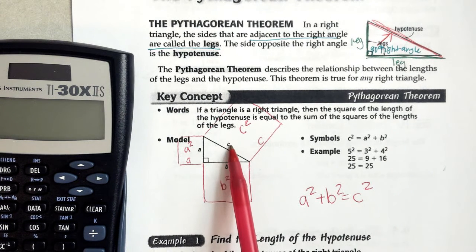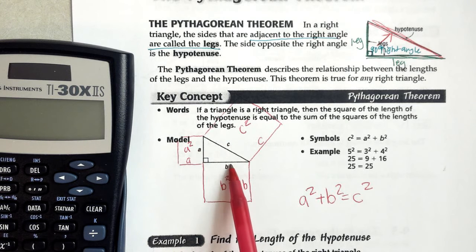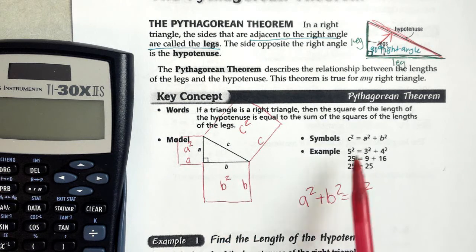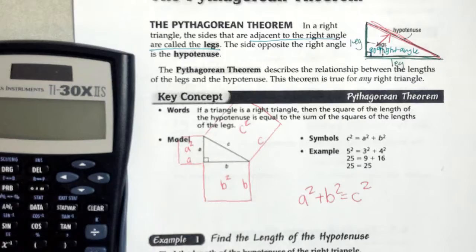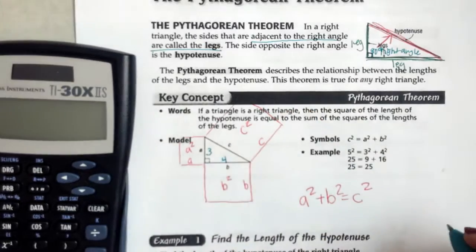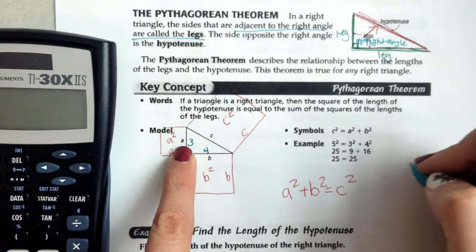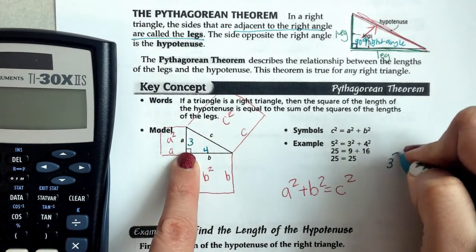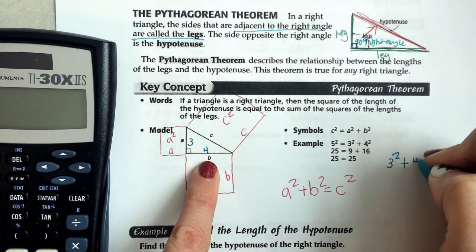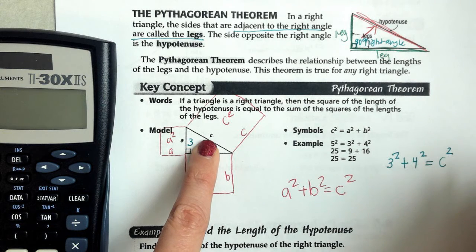If you're missing a side length, like the hypotenuse, I can take one of my side lengths and square it, add my other side length squared, and it equals this side length squared. Okay? So, like in this example, if a is 3 and b is 4, we would solve for c. So the way you would walk through this problem is you'd say, okay, a squared, this side length is 3, so 3 squared plus this side length is 4, 4 squared equals, we don't know that side, so c squared.